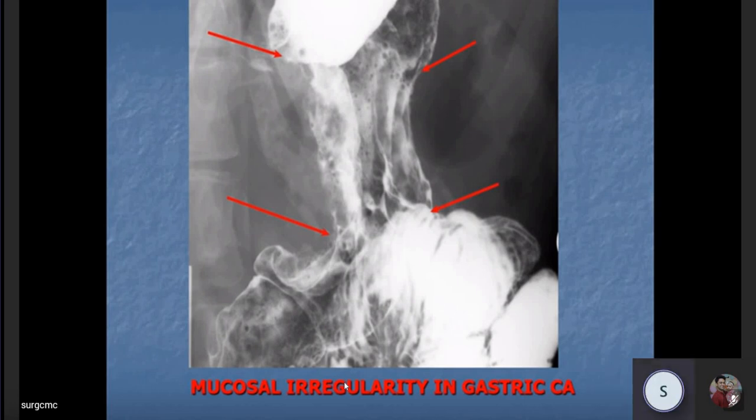This is a mucosal irregularity within the stomach, which we were seeing as a filling defect in the last film. Now you can see a closer up of another film. It is a persistent filling defect over these zones. Only a small amount of dye is allowed to pass. That is a case of gastric carcinoma. Okay.